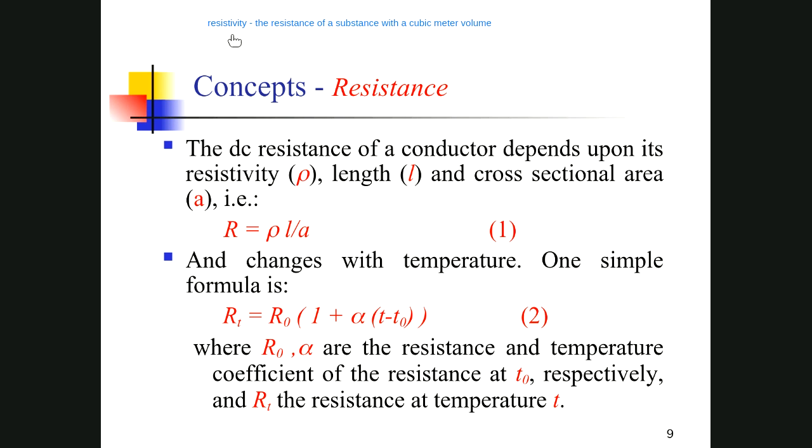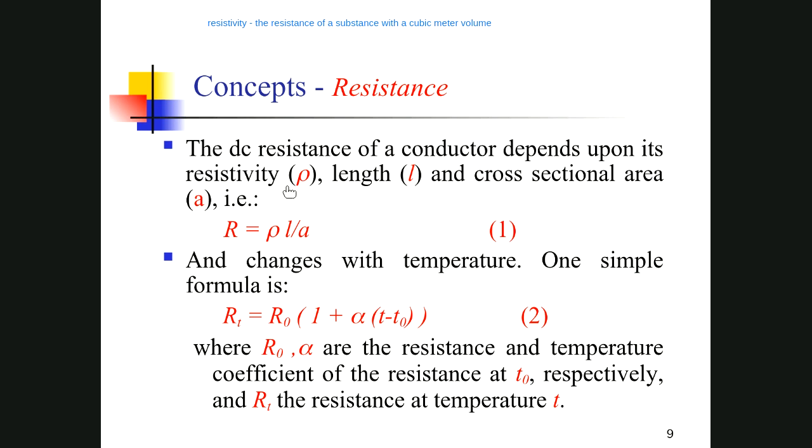Okay, first, the resistivity. Resistivity is the resistance of a substance with a cubic meter volume. So imagine a block 1 meter long with a cross-section of 1 square meter. The resistance of this cubic meter of substance is the resistivity.